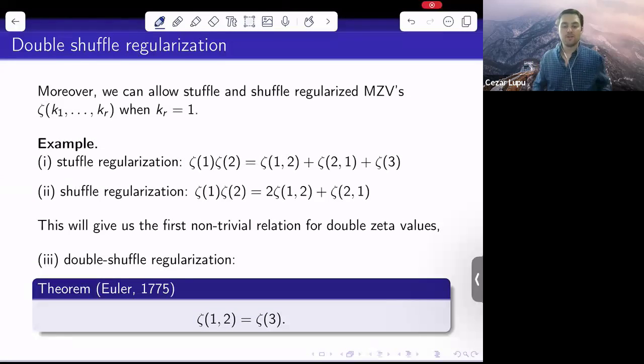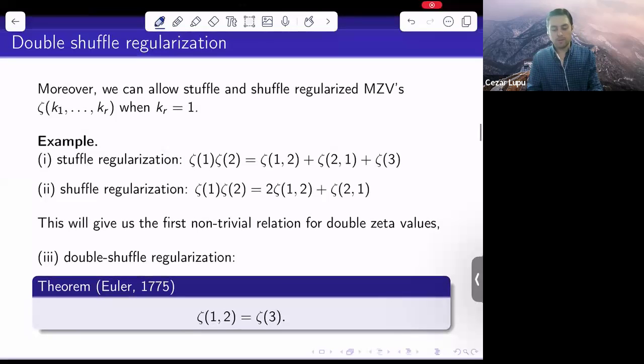So Euler was obsessed in his last years, basically, with finding a formula for zeta of 3. Of course, he was not successful, but he found some relations. In particular, he found this beautiful one that you see here, that zeta of 1, 2 is zeta of 3. Of course, he didn't find it through this procedure of double shuffle regularization. He proved it in his own style by computing two series in two different ways, and then he derived this formula.